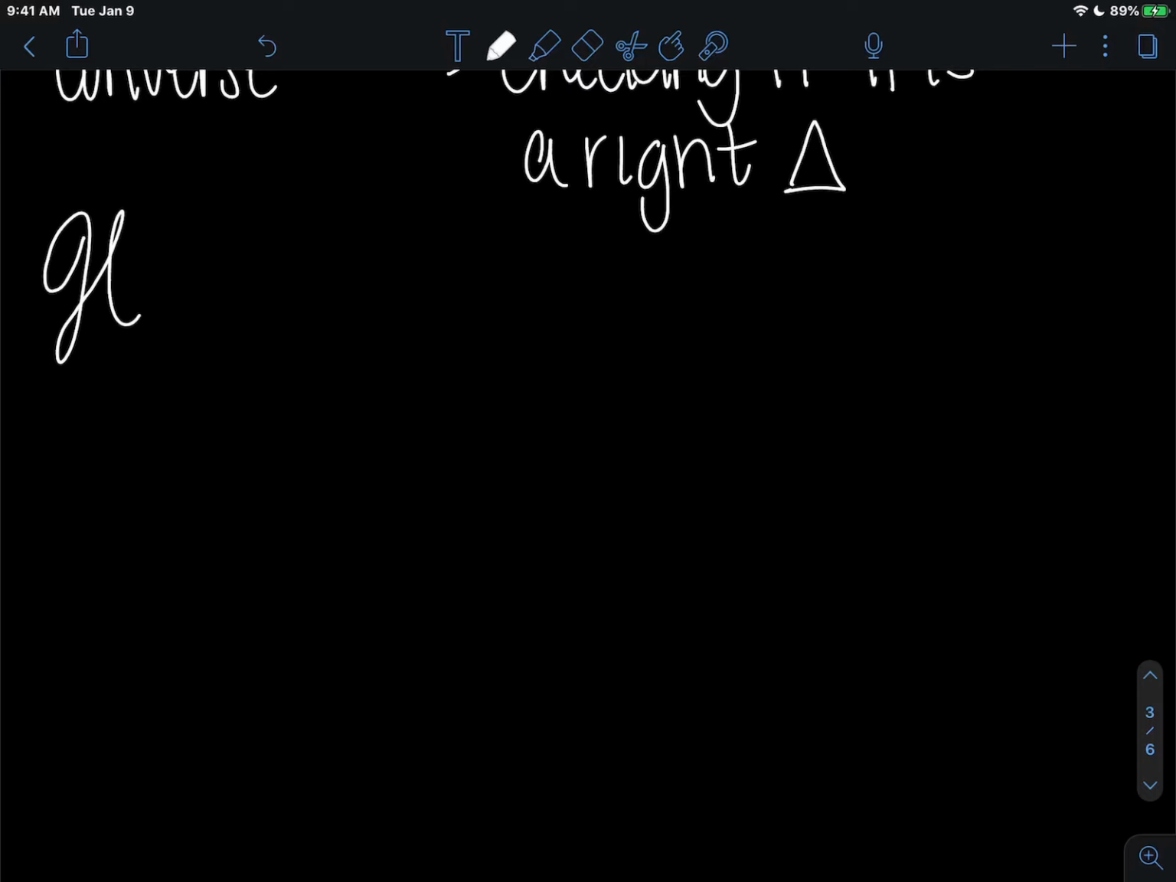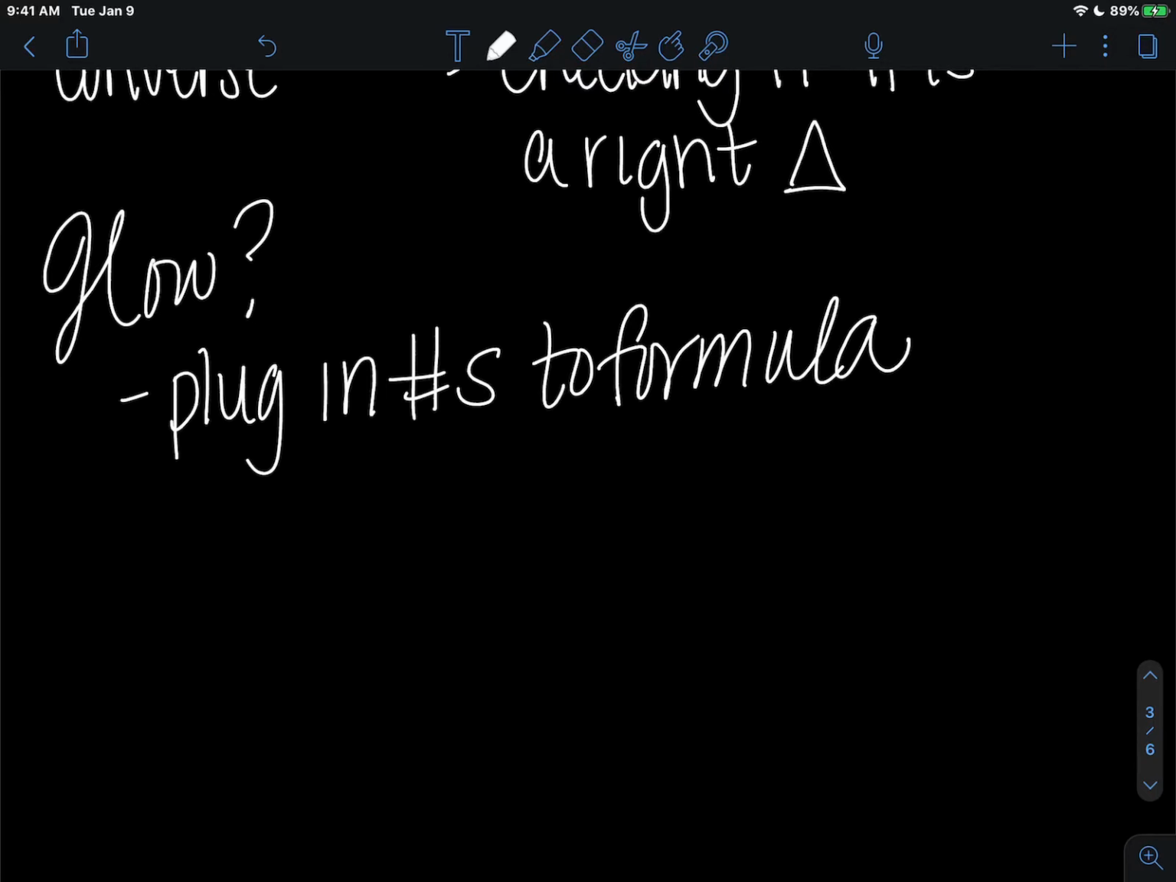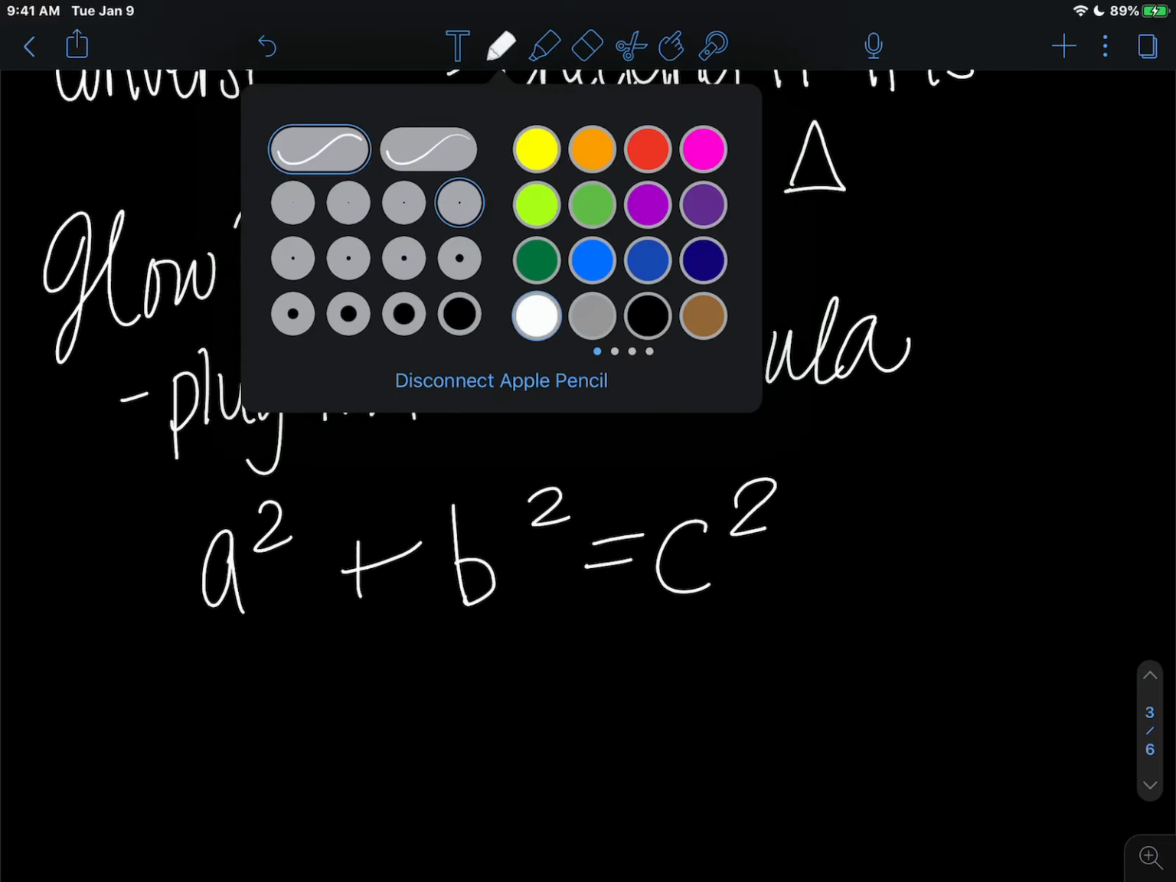So, how do we do that? Well, all we have to do is just plug in the numbers to the formula. Guess what? Nothing new to learn. Same exact formula. So, let's go ahead and do a couple of example problems.